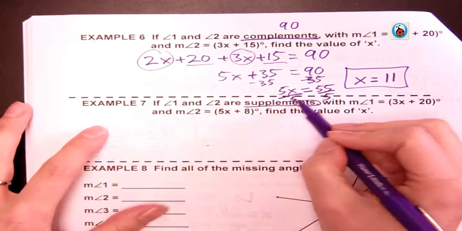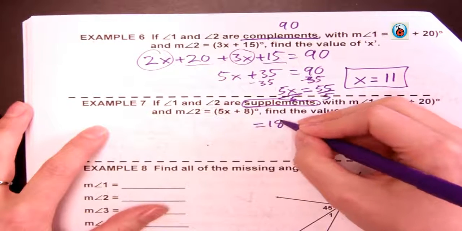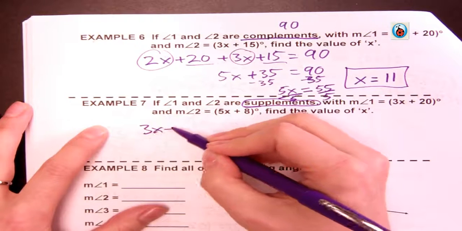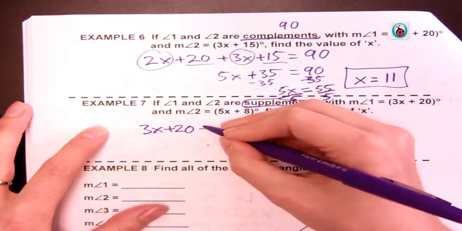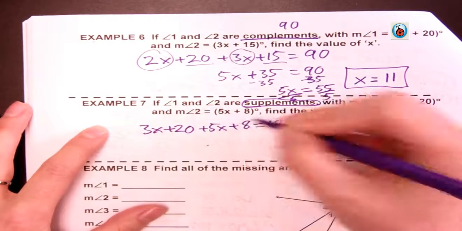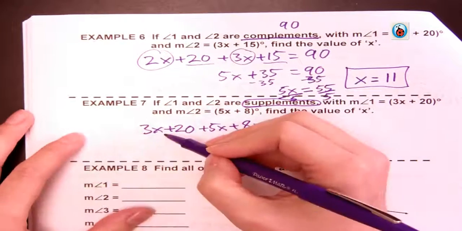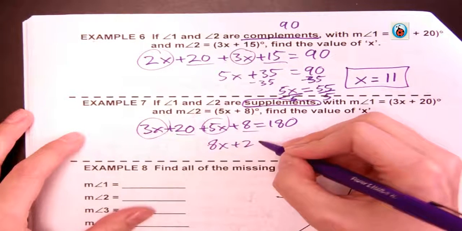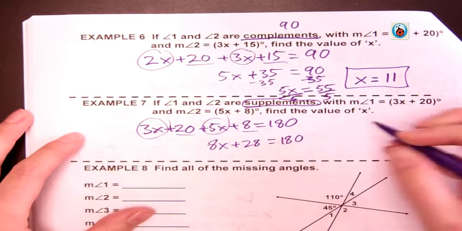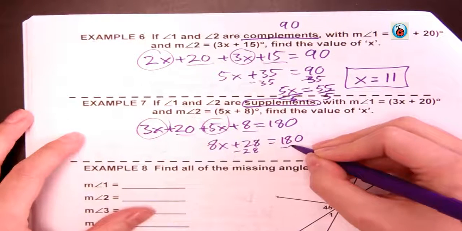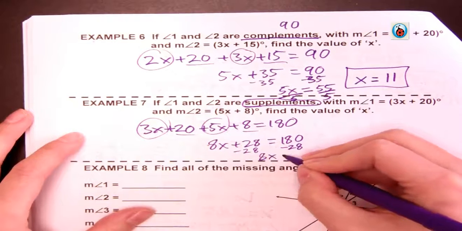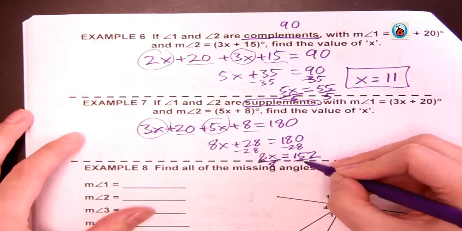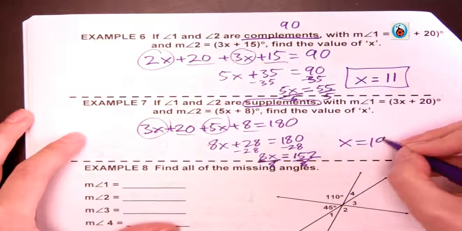Alright, my next one, it says they're supplements, so I know I'm going to equal 180. And it gives me angle 1 and angle 2, so I just add them up. 3x plus 20 plus 5x plus 8 equals 180. And again, I do my solve steps. 8x plus 28 equals 180. Minus 28. Get 8x equals 152. And divide by 8 to get x equals 19.